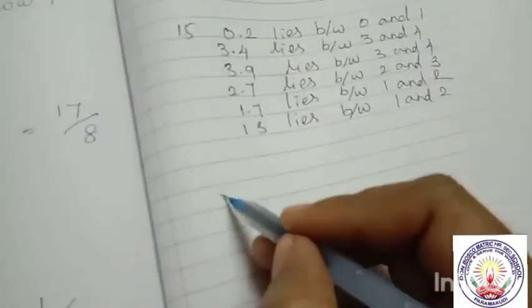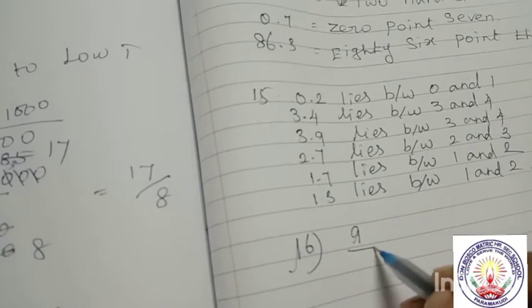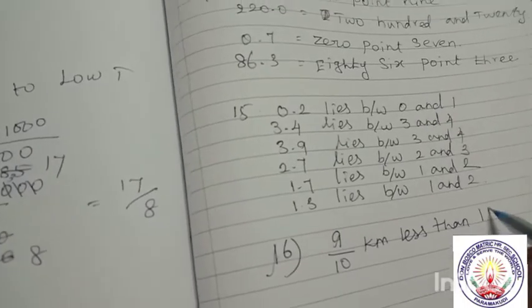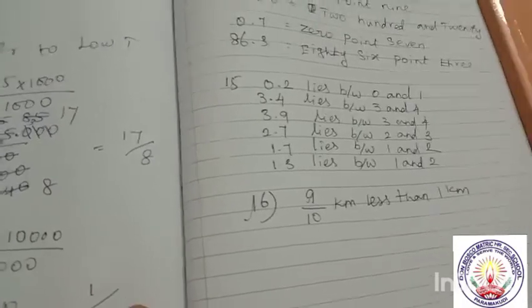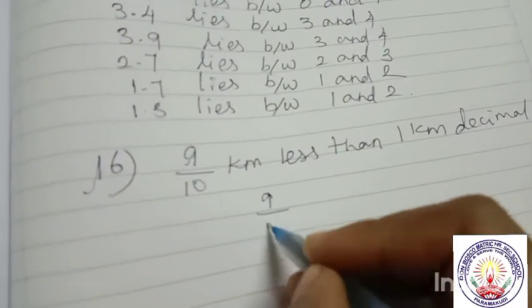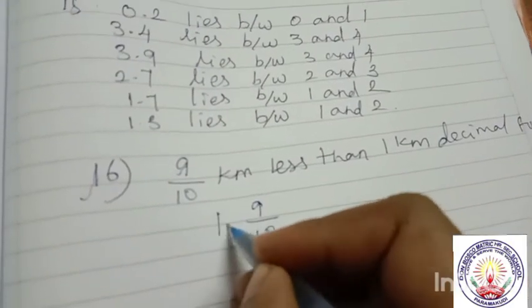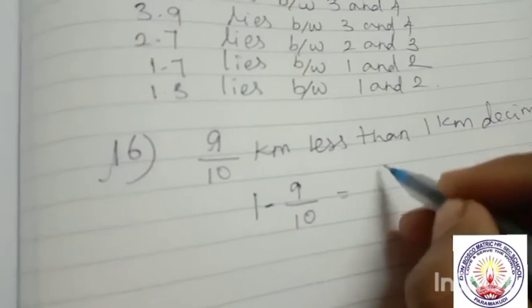Okay, next 16th sum. By how much is 9 divided by 10 kilometer less than 1 kilometer? Express the same in decimal form. Write in decimal form. So 9 divided by 10 kilometer is less than 1 kilometer. So the LCM: the denominator is a multiple of 10.